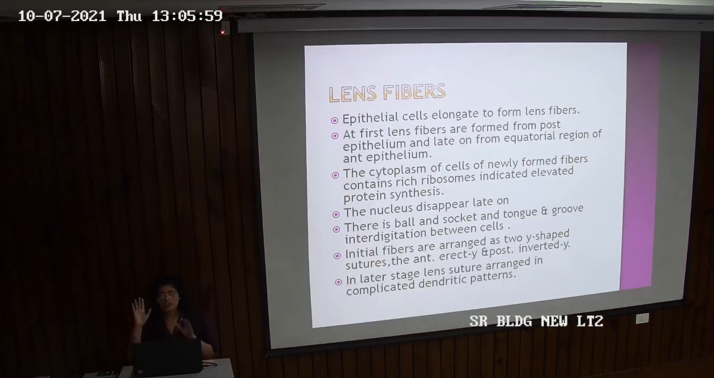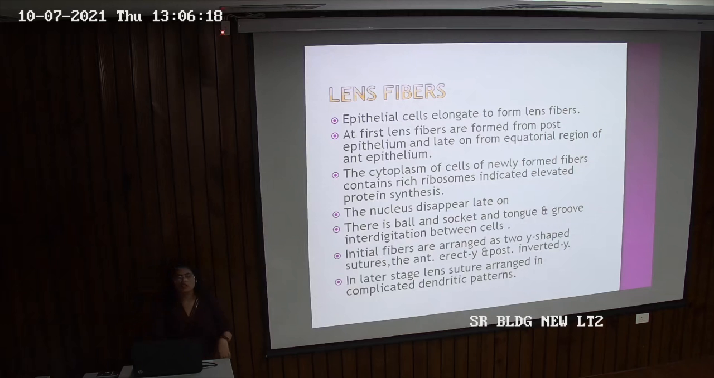Now there is a ball and socket arrangement. It is important here, but I'll finish it in my own words because it's too late. So what happens? These fibers attach to Y-shaped structures. Why is the question Y-shaped? Because they are attaching in three dimensions initially. That's why we termed it a Y.